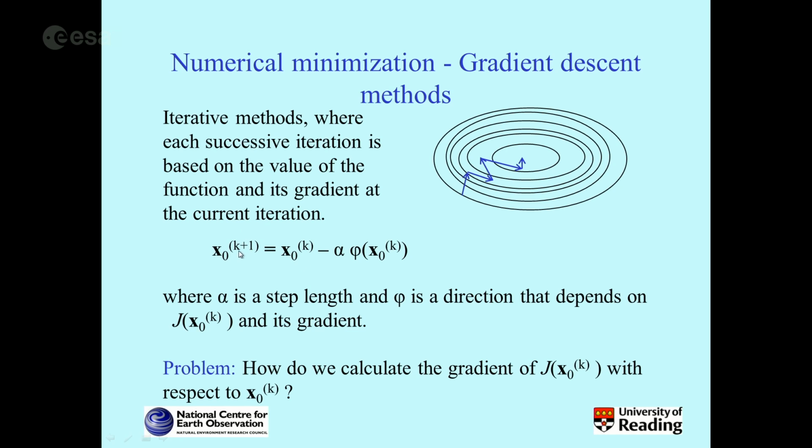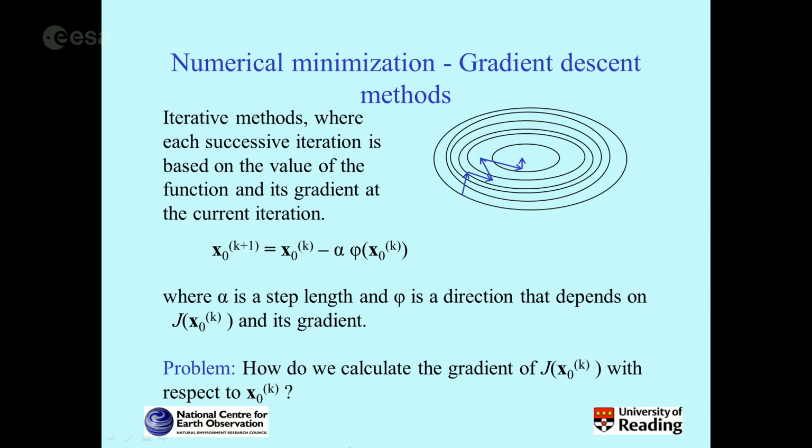We're trying to find x at time naught. And our x at time naught at the k plus 1 iteration is equal to our previous iteration minus some step length times whichever direction we're going in. So the phi tells us which direction to go in on this diagram, and the alpha tells us how far to go along that direction.